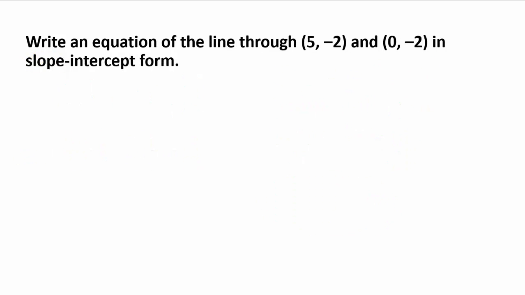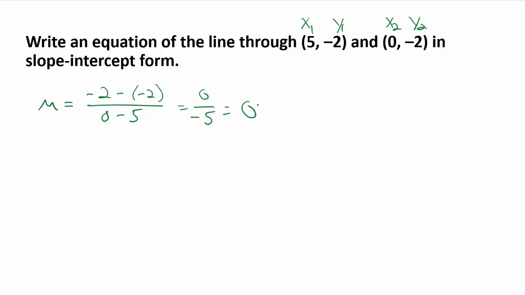One last problem. Let's go ahead and write an equation of the line through points 5, negative 2 and 0, negative 2 in slope-intercept form. Let's label our points x1, y1, x2, y2. Why? Because we need to find our slope. Using our slope formula, we're going to take y2, which is negative 2, minus a negative 2, over 0 minus 5. Negative 2 plus 2 is going to be 0. 0 minus 5 is going to be negative 5, so 0 over negative 5 is 0. Since we know our slope is 0, that means we're going to have a horizontal line.